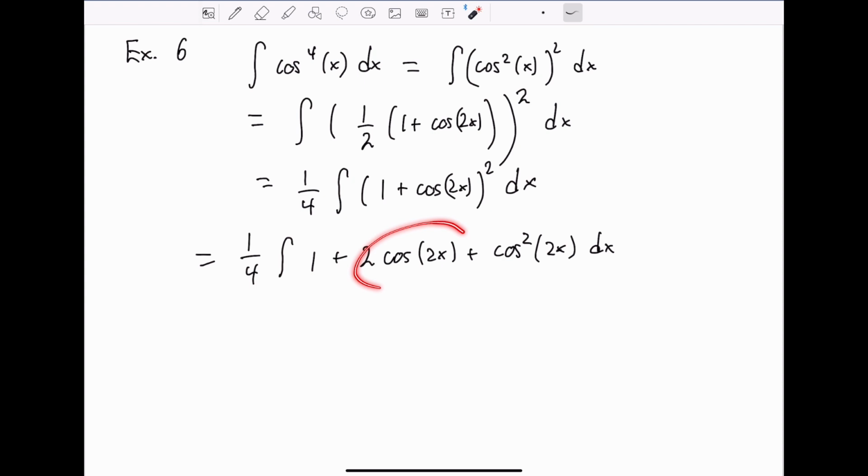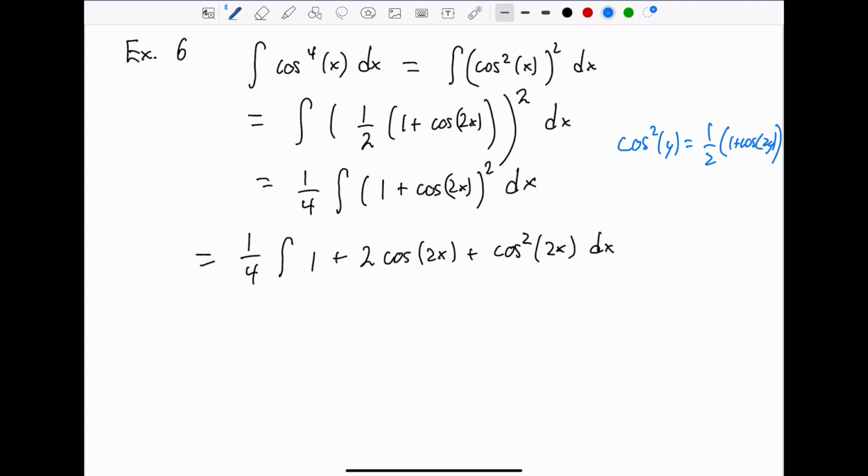Now, we can integrate cosine of 2x. That's a substitution. Notice that we have another power of cosine, cosine squared of 2x. How do we deal with this? We will use the half-angle identity again. Let's write down that half-angle identity. And I'm going to write it in terms of y instead of x, just because we already have a 2x here, and we can get a little bit confused with how that works. So I'll write the half-angle identity as cosine squared of y equals 1/2 times 1 plus cosine of 2y.